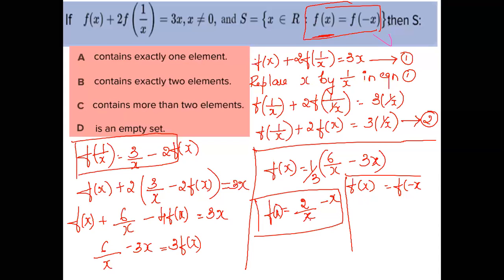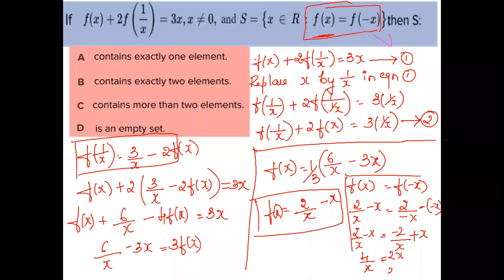Okay, so f of x is 2 by x minus x, which is equal to f of minus x. In place of x, replace it by minus x. So 2 by minus x, and minus minus x. So that is 2 by x minus x is equal to minus 2 by x plus x. So take the x terms together and the 2 by x terms together. So minus 2 by x, if you take it to the other side, it becomes 4 by x, and here it is 2x. Now take 2 to this side and x to the other side.